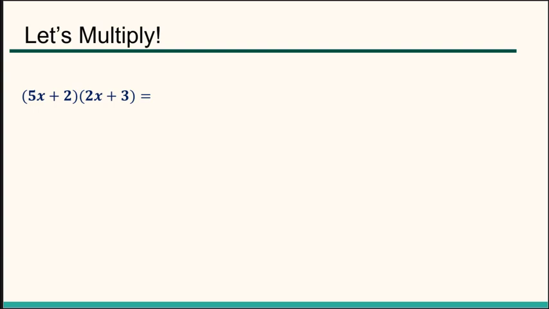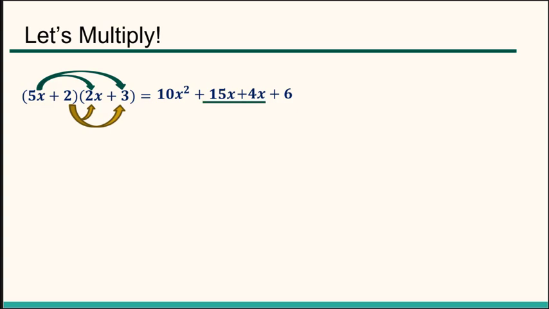All right, going to distribute that 5x, and let's do it. 5x times the 2x is 10x squared. 5x times the 3 is plus 15x. Let's deal with the 2. The 2 times the 2x is 4x. The 2 times the 3 is 6. Got some like terms here. Adding those, I end up with 10x squared plus 19x plus 6.